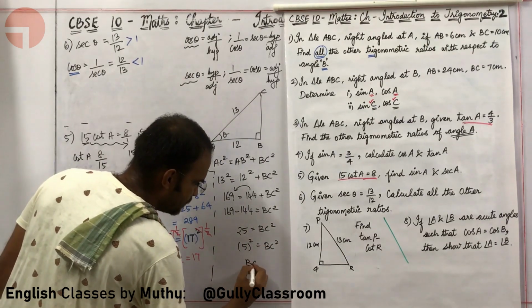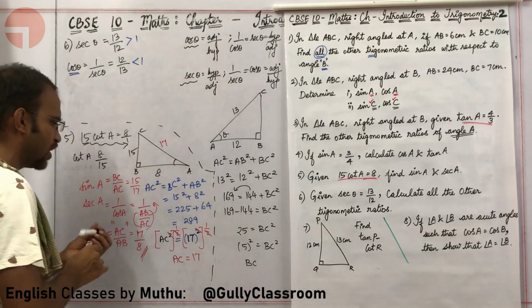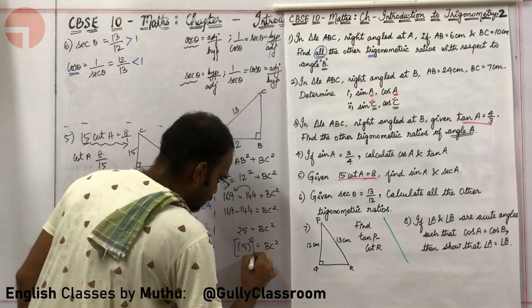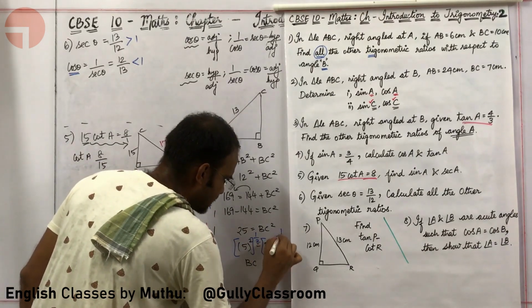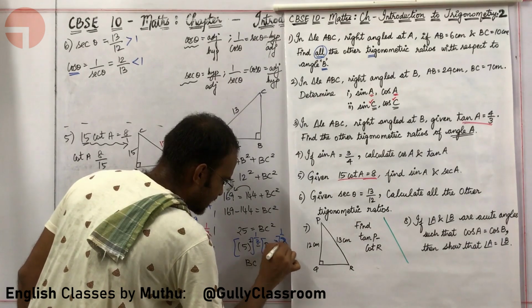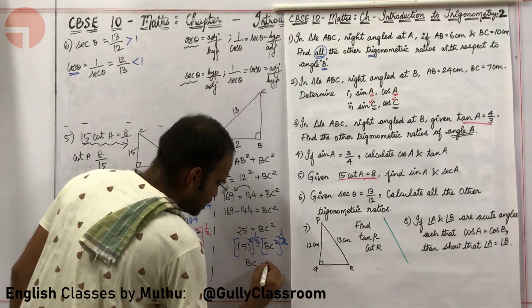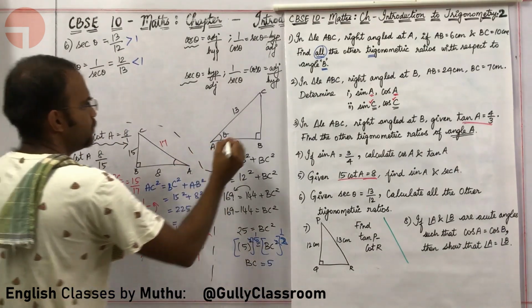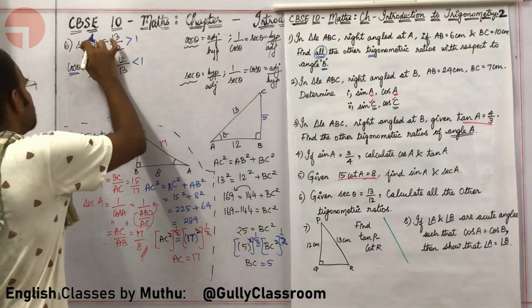So the value of BC, if I take the root on both sides, which is basically power half, BC is going to be 5. So let me put 5 over here. Now I know secant and cos.